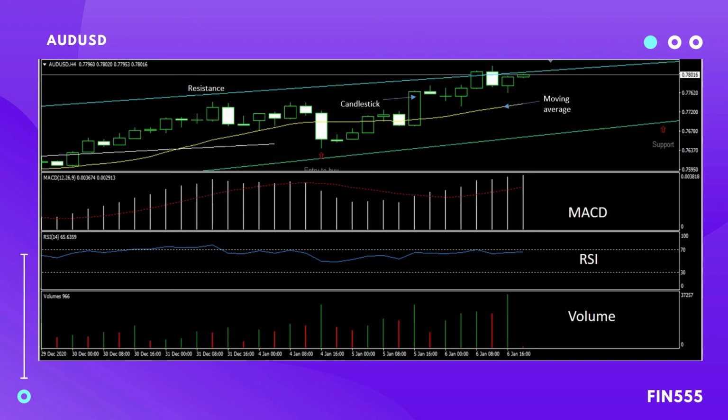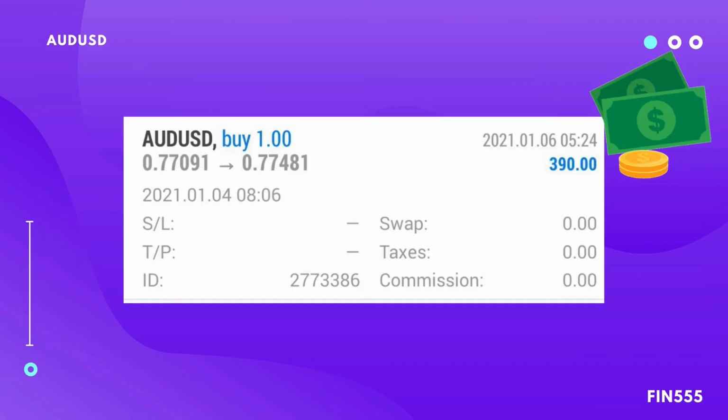As a conclusion, we hold until the 6th of January as there is potential for the price to increase, and therefore we buy at that time for this trade. This is the profit that I gained from Australian dollar versus USD dollar. Thank you very much.